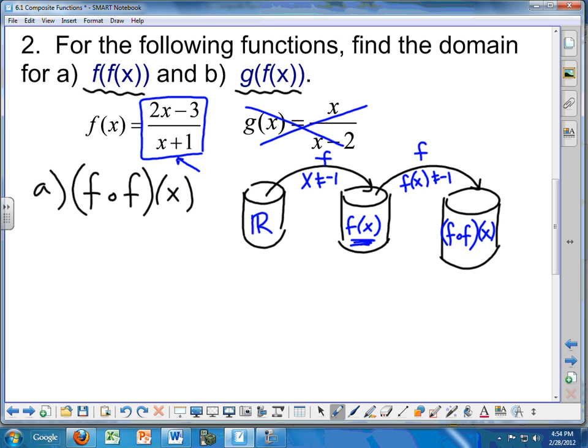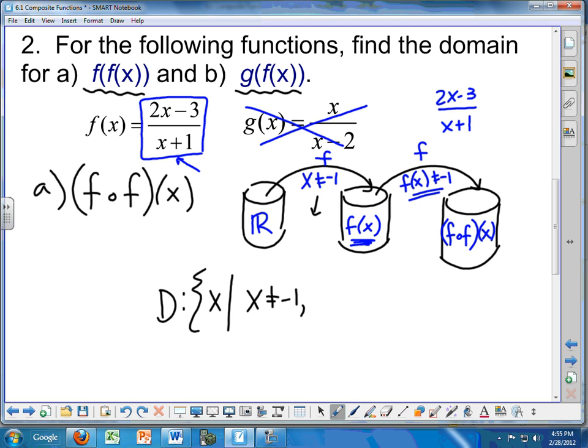So this is a very strange problem. But again, let's build our domain down below here. And this shows as a separate exercise from actually calculating the composite itself. First of all, we carry this number down. x cannot equal -1. And the second thing we have to do is ask ourselves, well, will f of x ever equal -1? This part here. So I'll take f of x, which is 2x minus 3, over x plus 1.